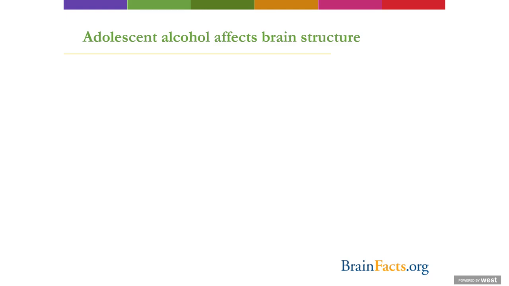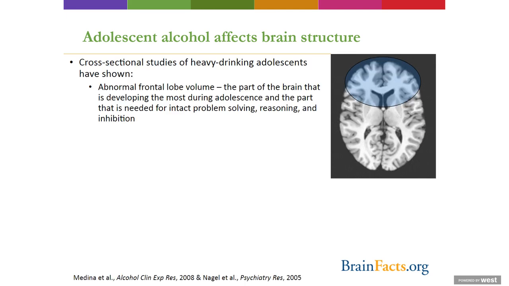So alcohol, as has already been alluded to, certainly affects the brain acutely, meaning under the influence of alcohol. But it also does things that seem to persist even when an individual is not intoxicated. And so there have been several studies looking at the prefrontal cortex, that very part of the brain that's involved in that stop system, the part that's needed for intact problem solving, reasoning, and inhibition. That part seems to be impacted in individuals who are binge drinking.